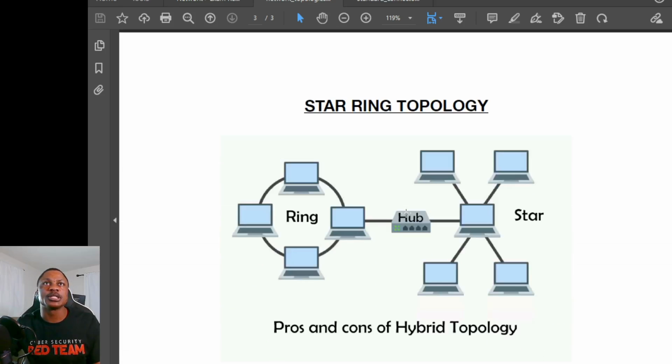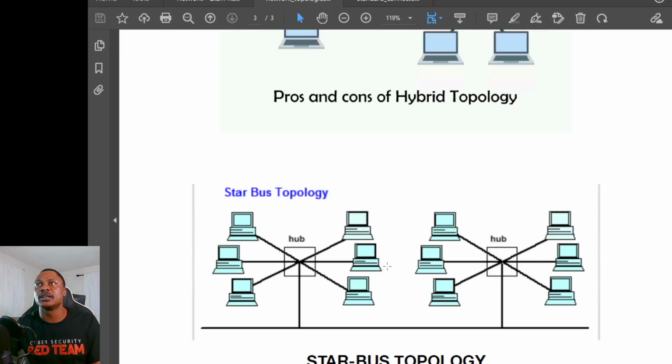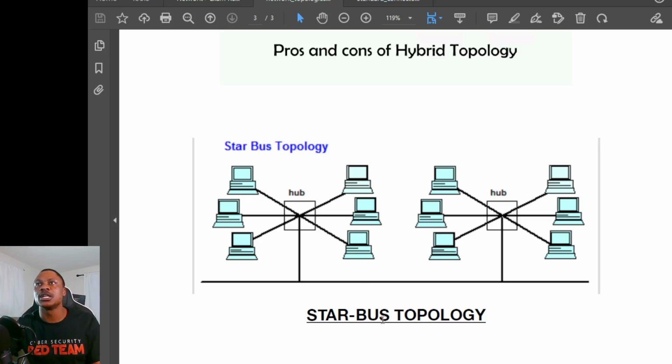And then the star ring topology. These are what are called hybrid topologies, which means a combination of two or more topologies. This is the star ring topology because you use the star topology and the ring topology. And next we have the starburst topology. As you can see, we still have that same wire and the star connector is over here. That's why this hybrid method is called the starburst topology.